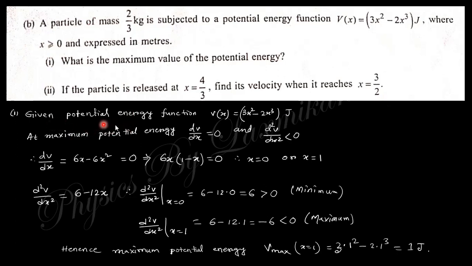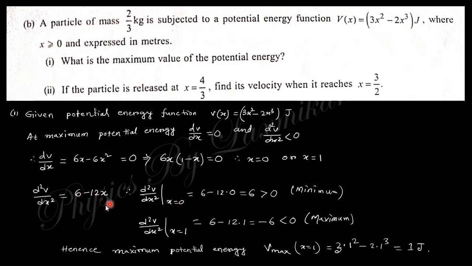So this is the given potential energy function, and at the maximum value, you know, the first derivative is equal to 0 and the second derivative is less than 0. Now you can find the first derivative of this potential function, that is 6x minus 6x square, and the second derivative will be 6 minus 12x. Now the first derivative at the maximum equals 0, so finally you will obtain the value of x is 0 or 1, and the second derivative equal to this one.